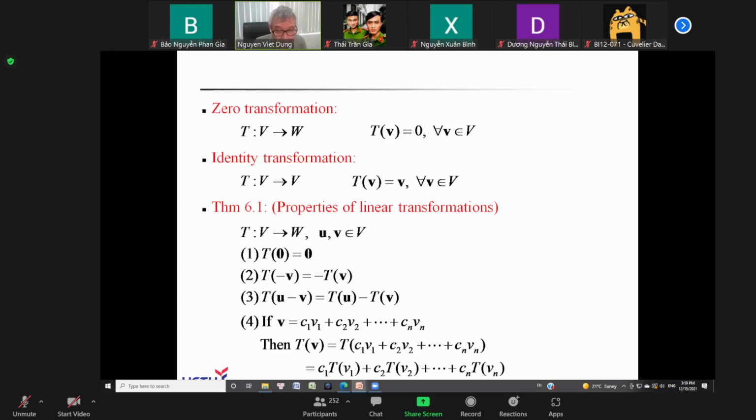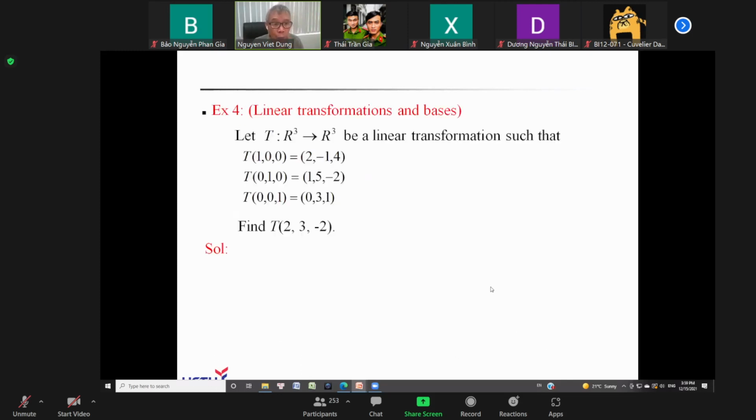The last property is the most important thing. That is, if V is a linear combination of the vectors V1, V2, ..., Vn, then TV will be the same linear combination of TV1, TV2, ..., TVn with the same coefficients C1, C2, up to Cn. That is a very important, very useful thing. Here you can see an example.